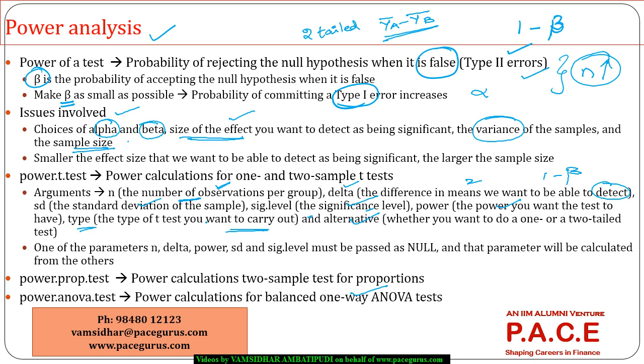So you have to give all these inputs, and based on some of the parameters, especially N, delta, at least one of them you have to pass as null, which would be computed. So, which means if I want the sample size, I'll pass N as null. If I say delta, which is like what is the difference that can be treated as significant, if I pass it as null, it will compute that. Power, if I am passing it as null, then it will give me the power of the test. If I am passing SD as null, it will compute the standard deviation. And if I am passing significance level as null, then it will compute the significance level. So from the others, it computes all of them.